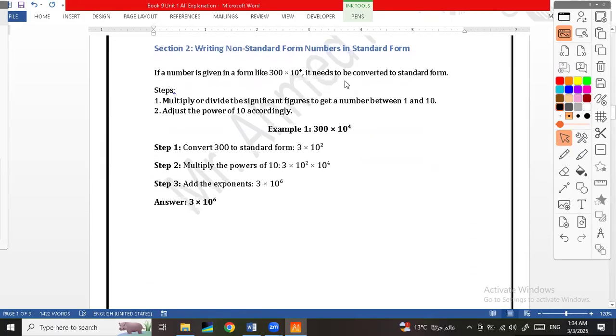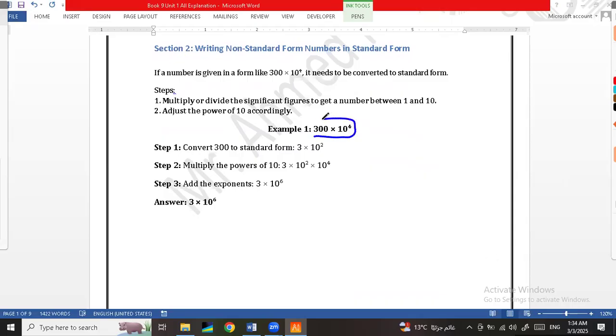Writing non-standard form numbers in standard form, like this one over here. They're giving you 300 times 10 to the power of 4. And they might even ask you if this is a correct standard form or not. Definitely it's not standard form. Why? Because the first number that we have over here is not between 1 and 10. It is 300, definitely bigger than any number that is between 1 and 10. How can I fix this?